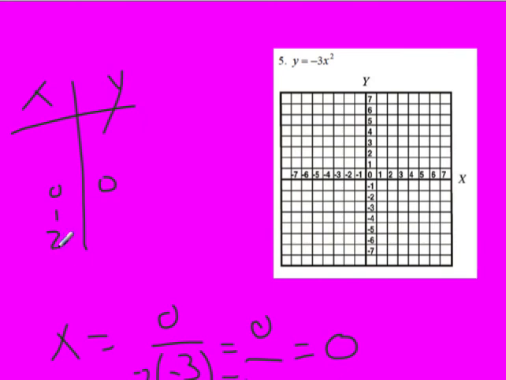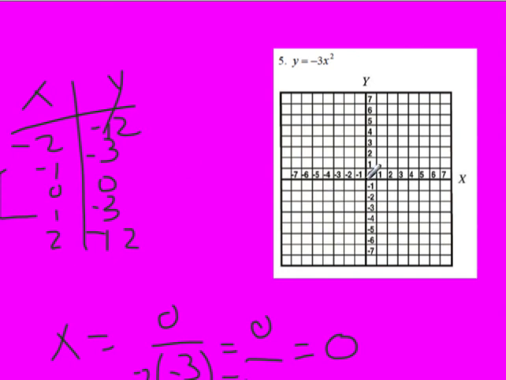So I'm going up this way and down this way. So now I'm going to go ahead and plug in each of these values for x. Well, when I plug in 1 or -1, I get -3. When I plug in -2 or positive 2, I get -12. Well, that's going to be off our graph, but mainly for a parabola, you need 3 points.